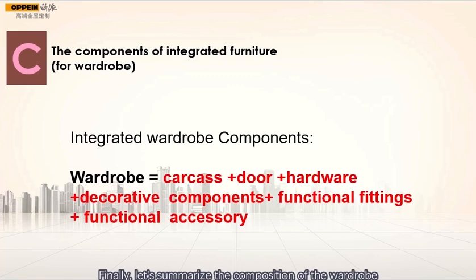Finally, let's summarize the composition of the wardrobe. It includes carcass, door, hardware, decorative components, functional fittings, and functional accessories.